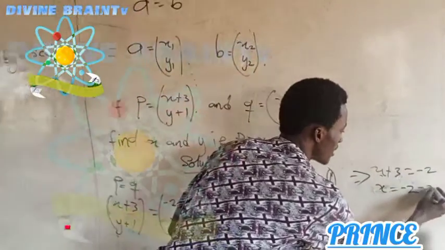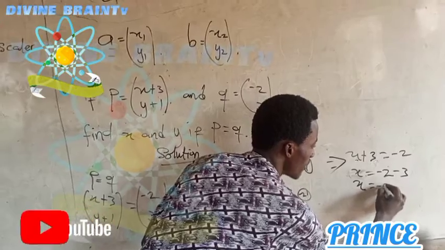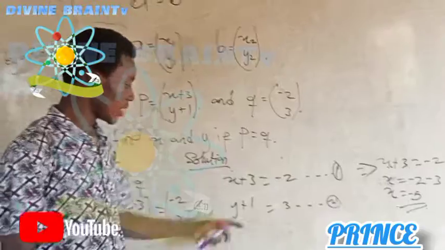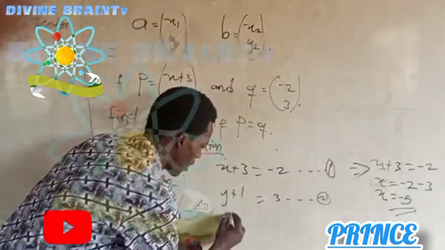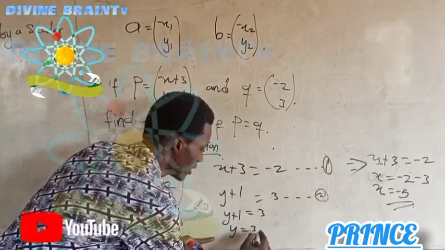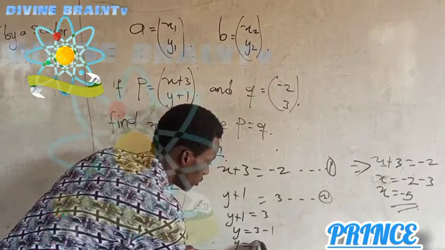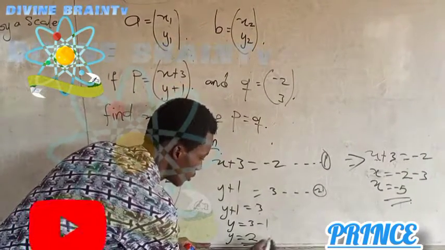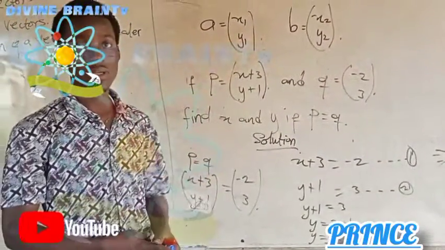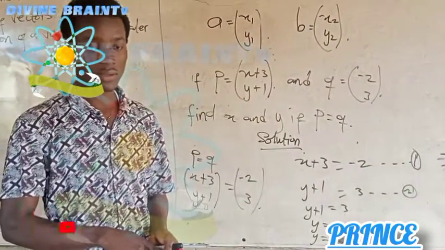Taking this to minus 3, therefore our x is equal to minus 5. So that is our x for this vector. And then for y, we have y plus 1 is equal to 3. y is equal to 3 minus 1, and y is equal to 2. So that is our equality of vectors. It's very simple, so make sure you try and do something.